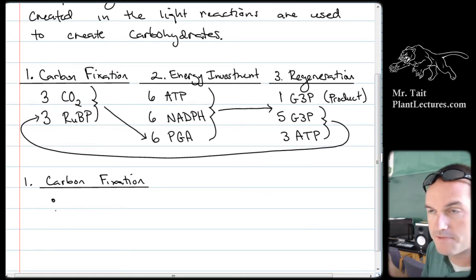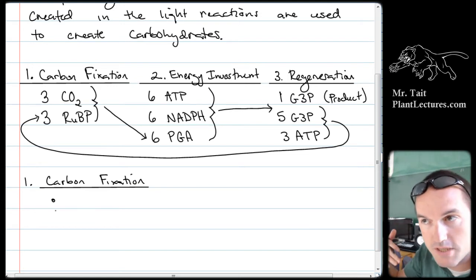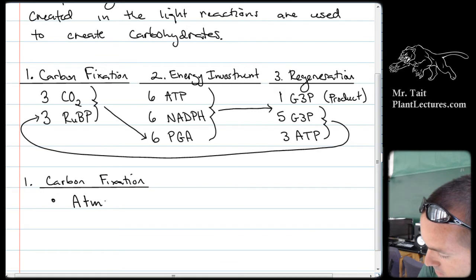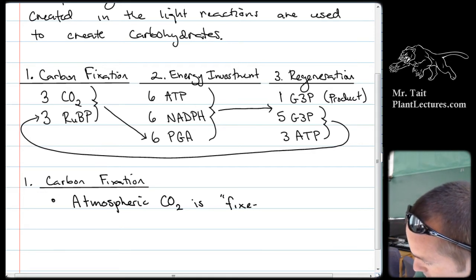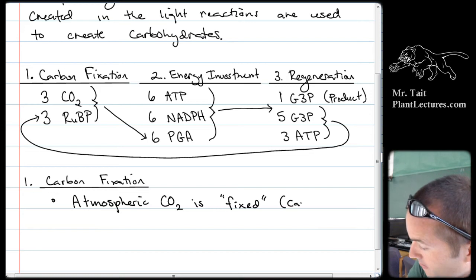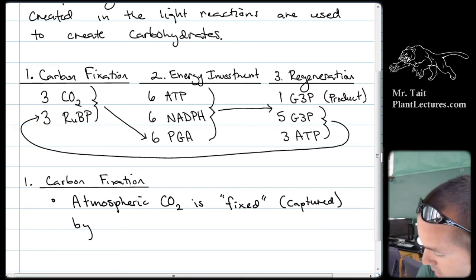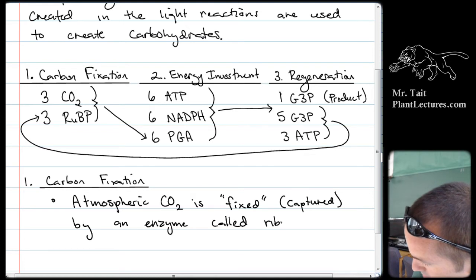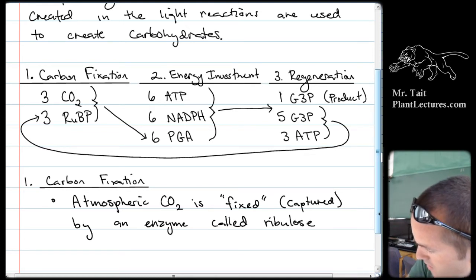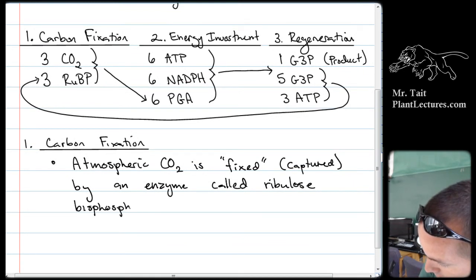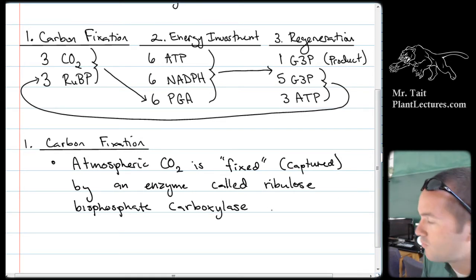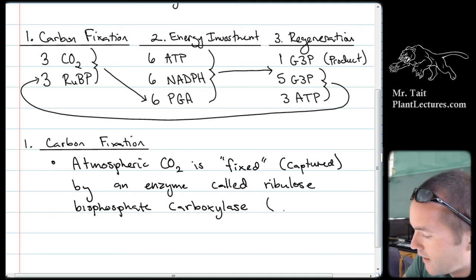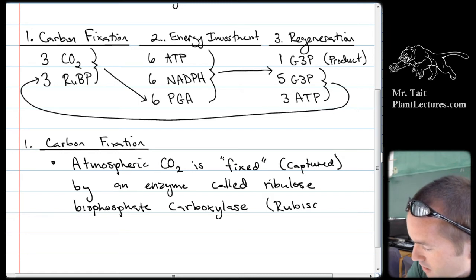So this is photosynthesis, so these are going to be autotrophs. So we know that the carbon is going to come from CO2 in the atmosphere. So we can say atmospheric CO2 is fixed, which means captured, by an enzyme called ribulose bisphosphate carboxylase. Okay, ribulose bisphosphate carboxylase is an enzyme, and it's almost always abbreviated RuBisCO, like that.